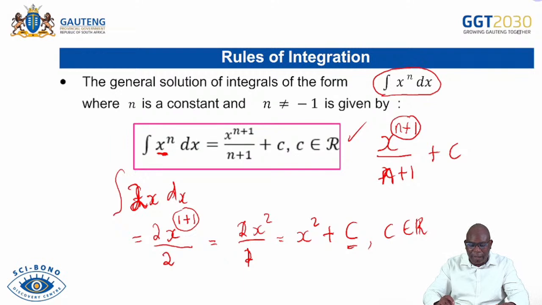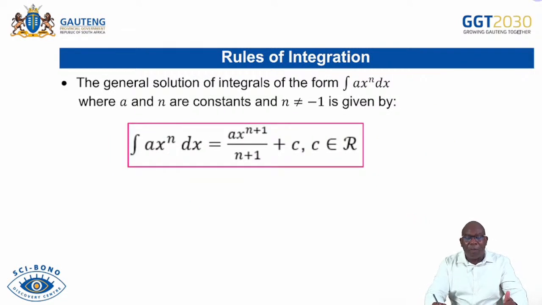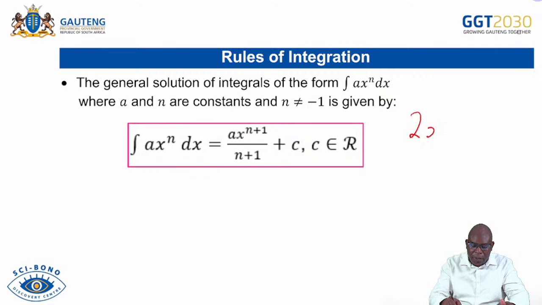The other one will be when I have, say for instance, 2x to the power of 3. All right, so what can I do if I want to find the integral of something like this? I'll do the same. The 2 will be there, which is our a in this case. Then I'm going to add 1 to the n, and from there I'm going to divide by n plus 1. So in other words, the same principle.